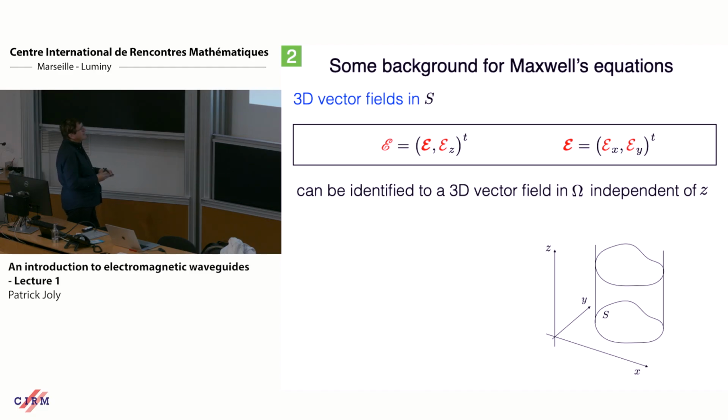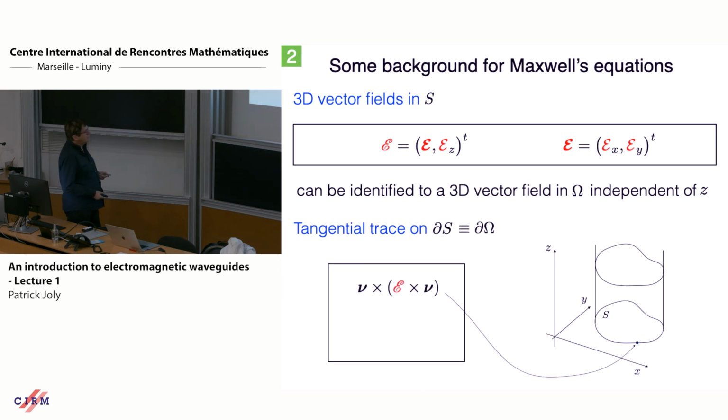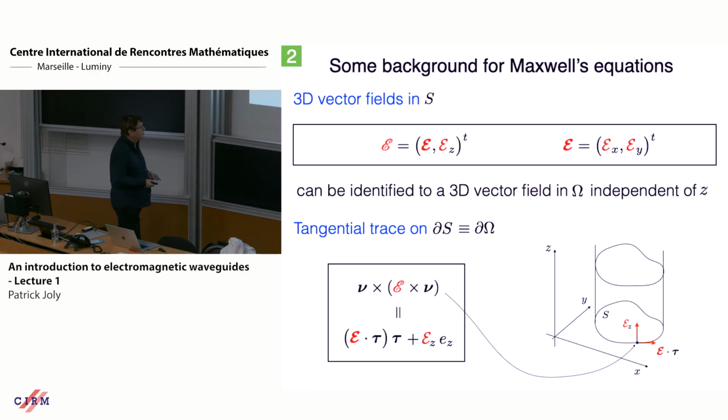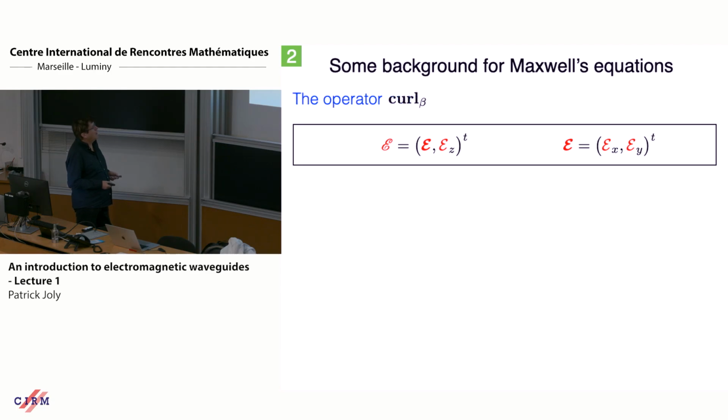Even if it's defined in 2D, you can identify it to a field defined in the cylinder, making it invariant along Z, for instance. And from this, you can define the tangential trace on the boundary of S, which I identify to the tangential trace on the boundary of the cylinder. And of course, this tangential trace has two parts. One which is tangent to the boundary of the cross-section along tau, and the other one which is a longitudinal one. So imposing this to be 0 means E tau equals 0 and EZ equals 0.